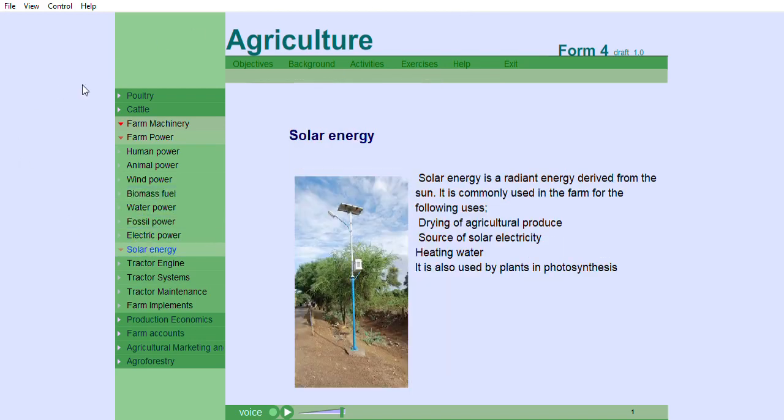Solar energy. Solar energy is a radiant energy derived from the sun. It is commonly used in the farm for the following uses: drying of agricultural produce, source of solar electricity, heating water, and it is also used by plants in photosynthesis.